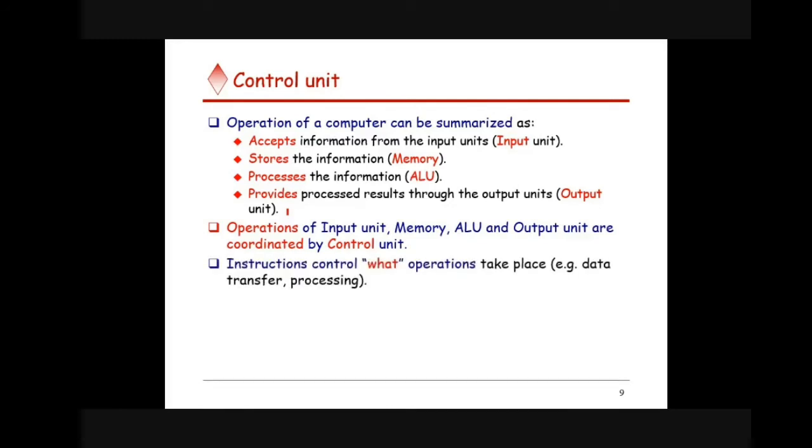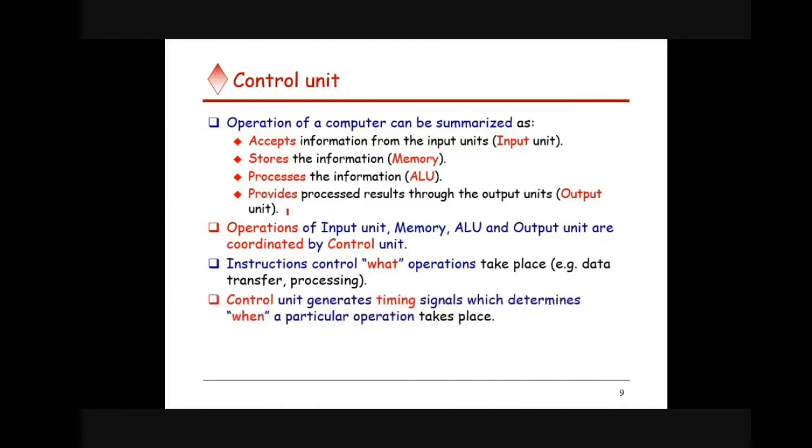So the control unit instructs what operation should take place, whether it is storing the results somewhere, whether it is processing something, or whether it is transferring from the memory unit to the processor or from the processor to the memory unit. That is the first coordination thing controlled by the control unit. The second thing is when it should perform. So what and when will be decided by the control unit.